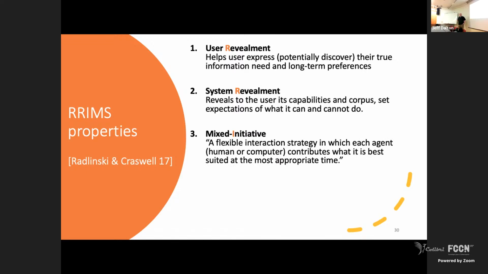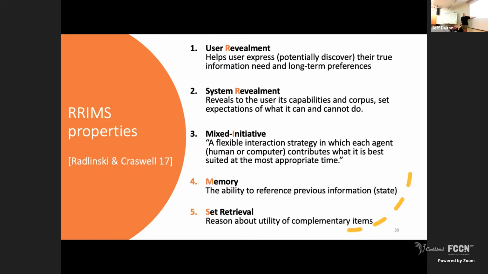Mixed initiative: there should be a flexible interaction strategy that decides what the right aspect and what the right action is to take. It's not just return results. There's a rich set of actions to be able to rank, and it should choose the appropriate one based on the intent of the user and the current information state. And it's, again, memory. It's stateful. It's going to remember what was said before. And it's going to be able to do some reasoning about those different items across time, across the past. And these are just to highlight the 5 most important ones that were pulled out.